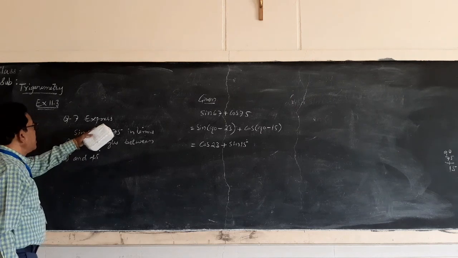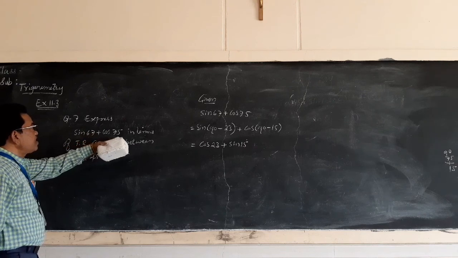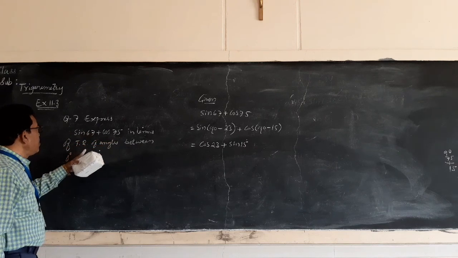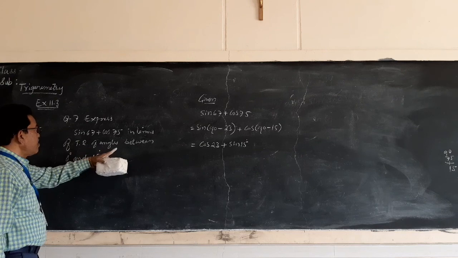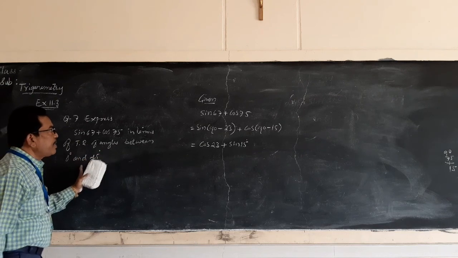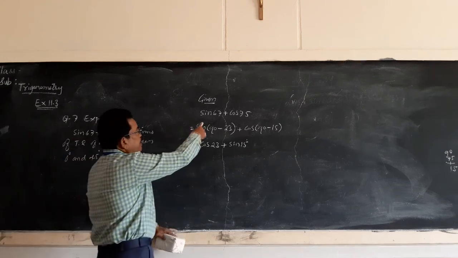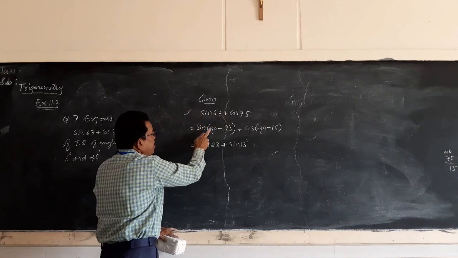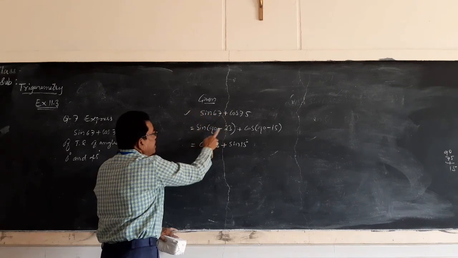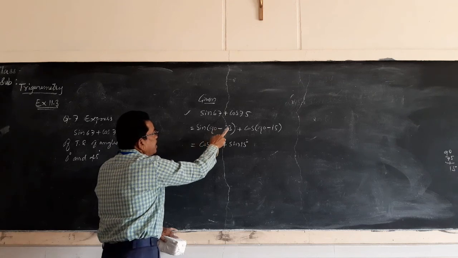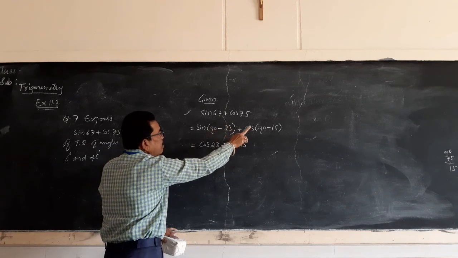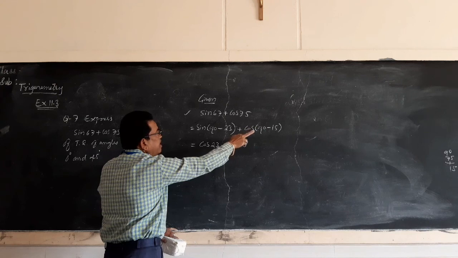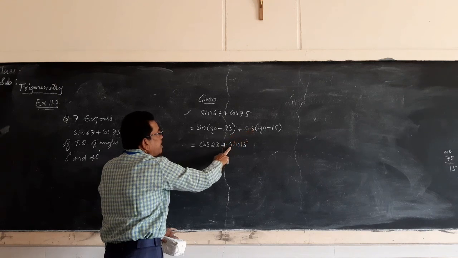Okay, see, express sin 67 plus cos 75 in terms of trigonometric ratios of angles between 0 and 45. Given sin 67 plus cos 75. Sin 67 means sin of 90 minus 23, that is cos of 23. So cos 75 is cos of 90 minus 15, so that is sin 15.